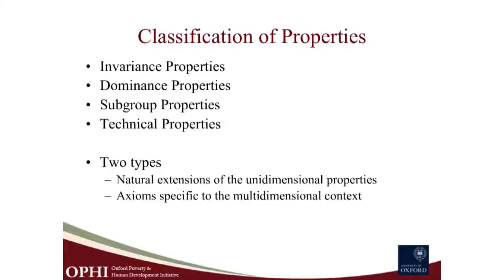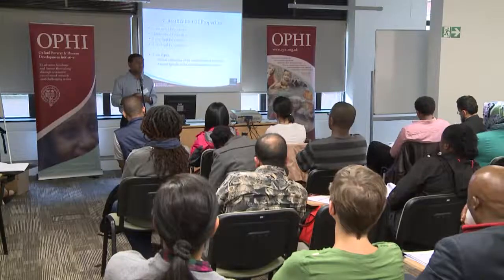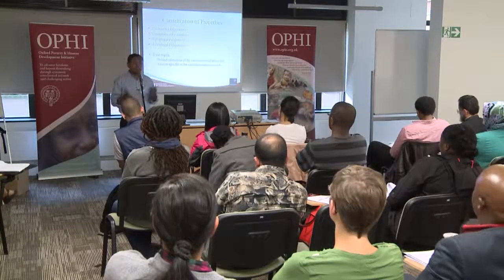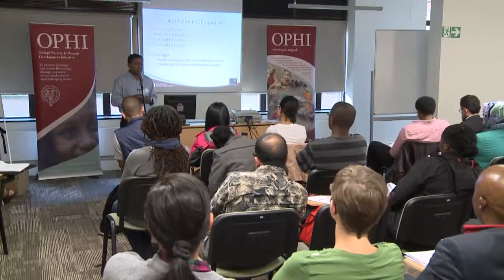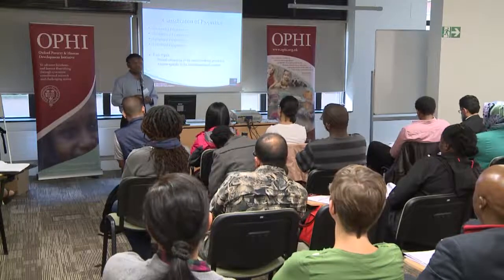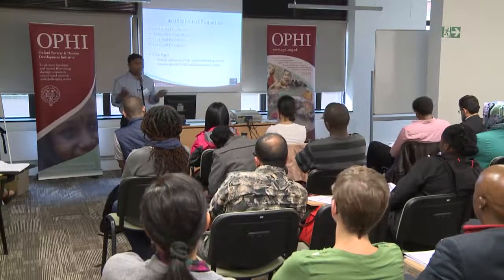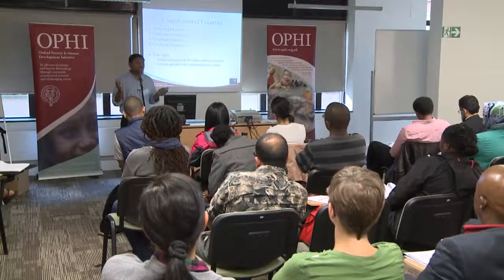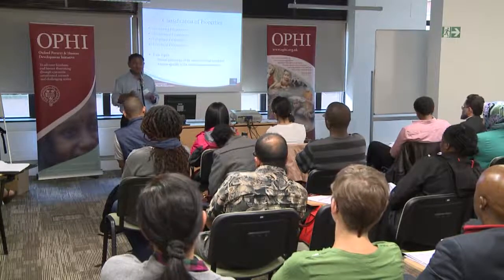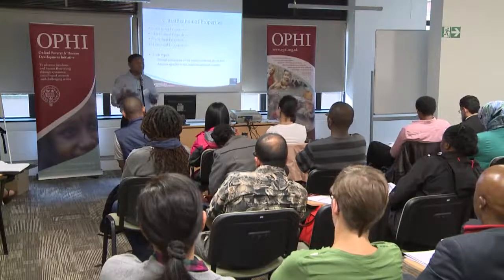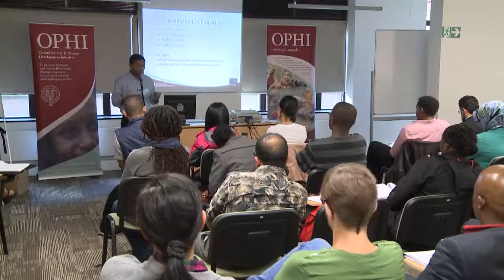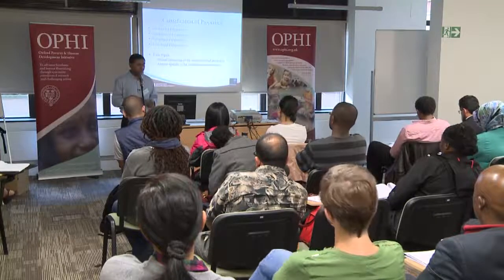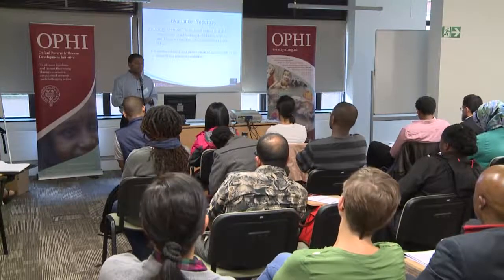Some of these properties are natural extensions from the unidimensional properties. The concept is almost the same. But there are some properties that are very specific to the multidimensional context, because in the single dimensional case you did not have, for example, a joint distribution. In the multidimensional context you do. So what are the important implications? How should poverty change because of these different issues in a multidimensional context? Of course the first one is symmetry.